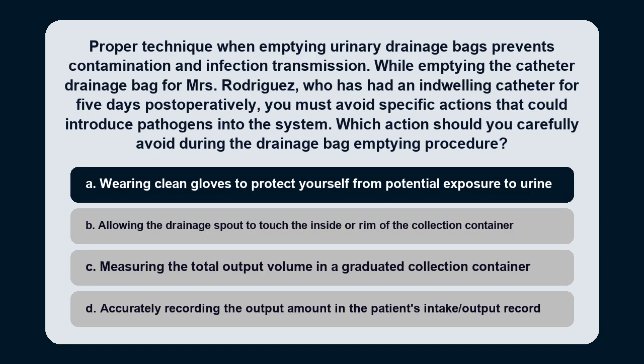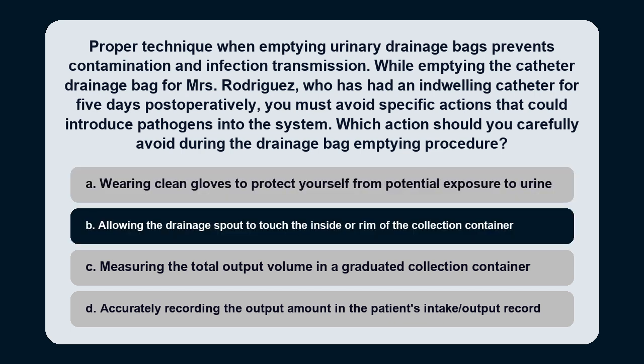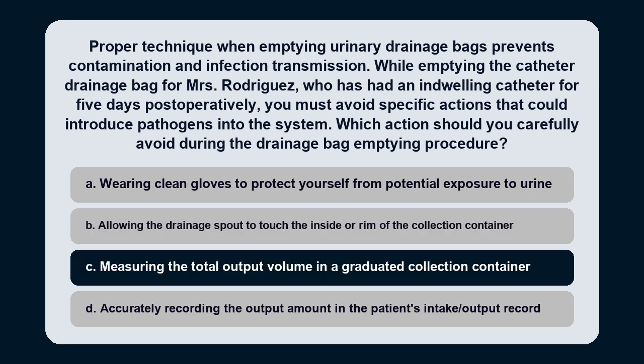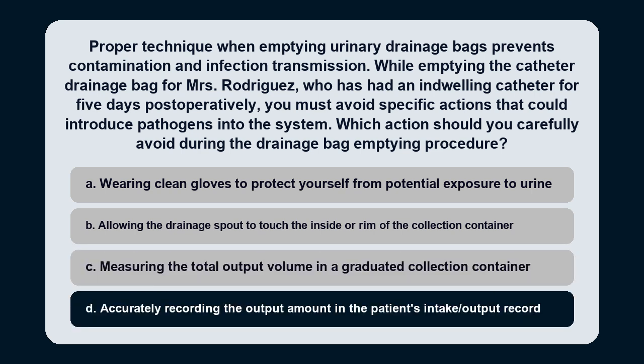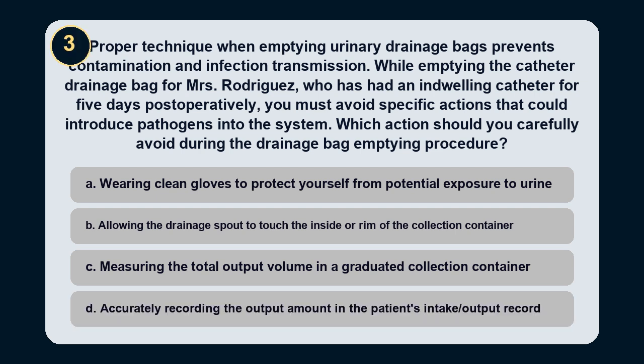Option A. Wearing clean gloves to protect yourself from potential exposure to urine. Option B. Allowing the drainage spout to touch the inside or rim of the collection container. Option C. Measuring the total output volume in a graduated collection container. Option D. Accurately recording the output amount in the patient's intake/output record.